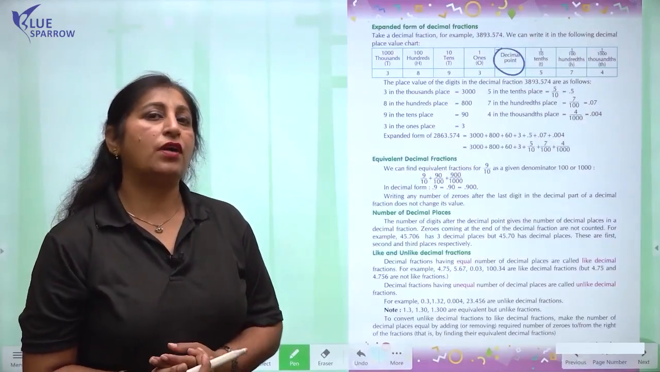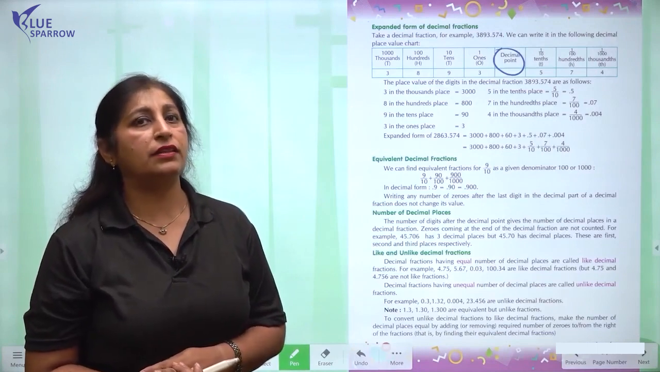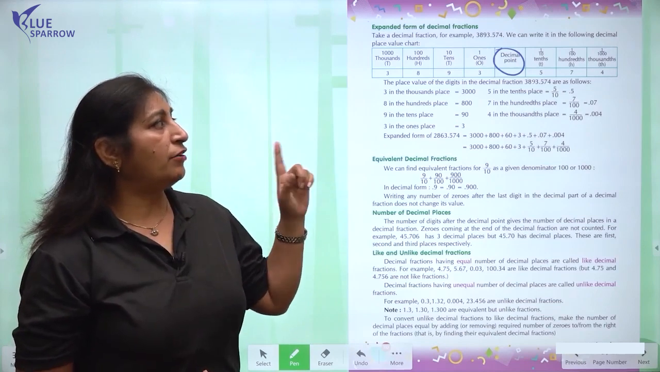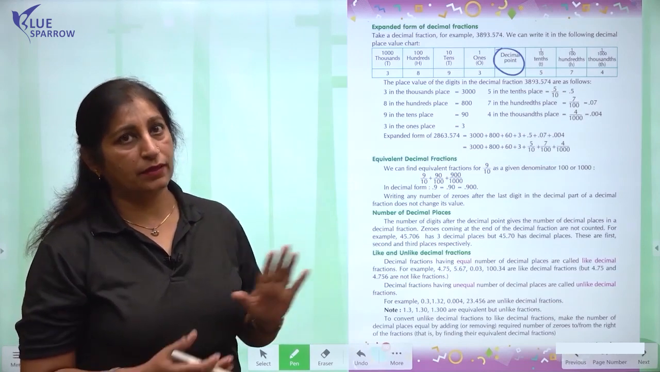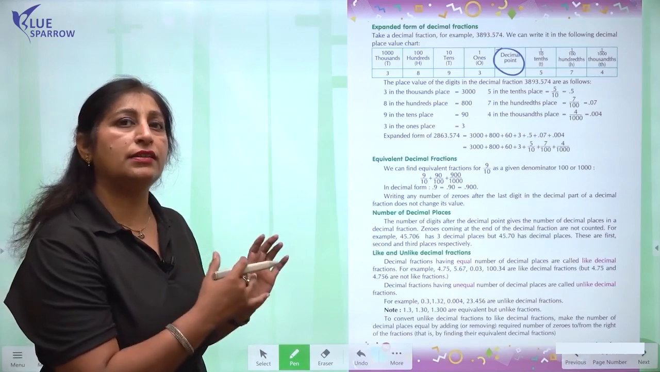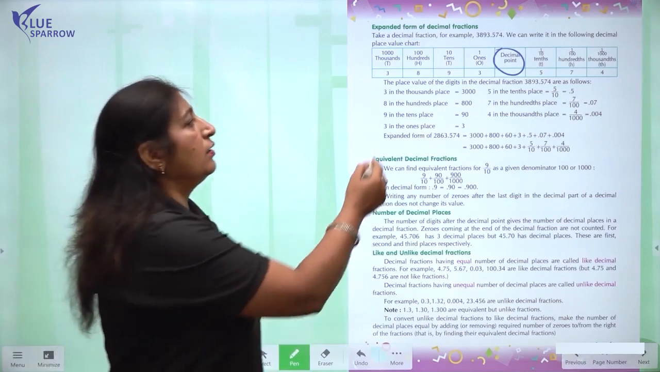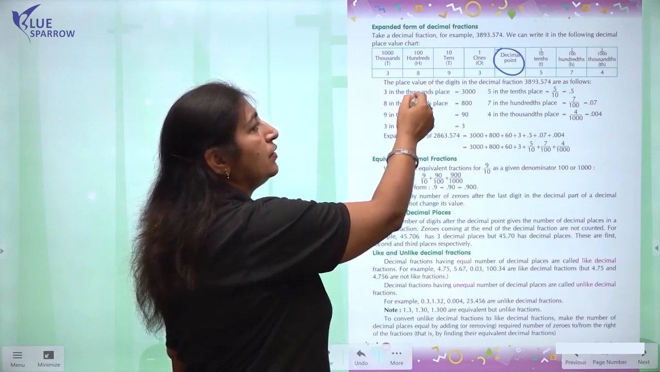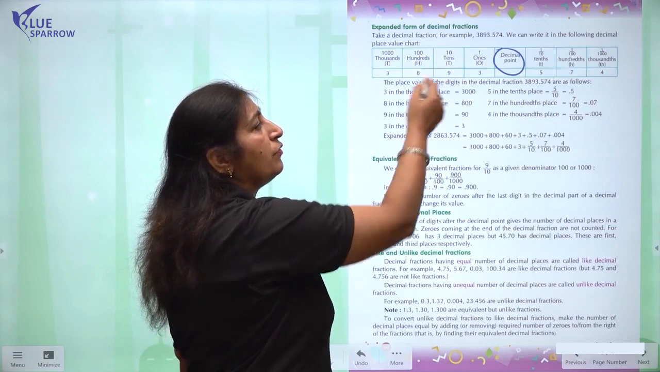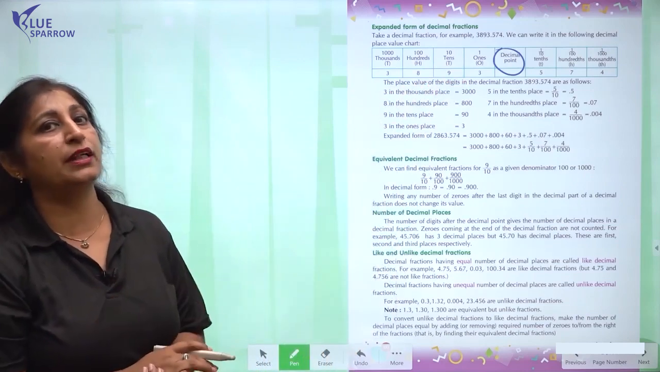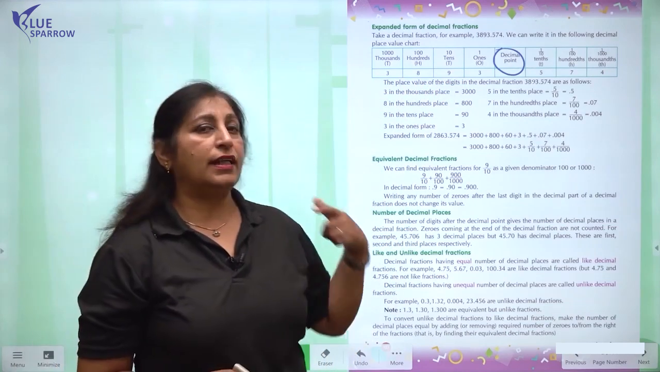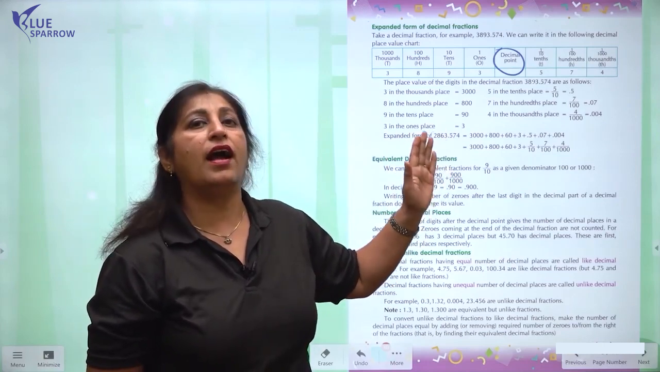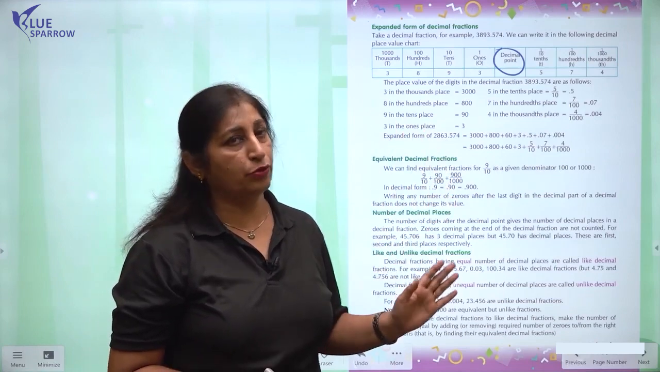Suppose you are given a number and you are asked to write the place value of each digit in the given number, and the number is 3893.574. Firstly, we would write the digits in proper places. You know that 3 would be written in the thousands column, 8 in the hundreds column, 9 in the tens column, and then 3 would be written in the ones place. Now, in the tenths place we would write 5, in the hundredths place 7 would be written, and in the thousandths place we would write 4.